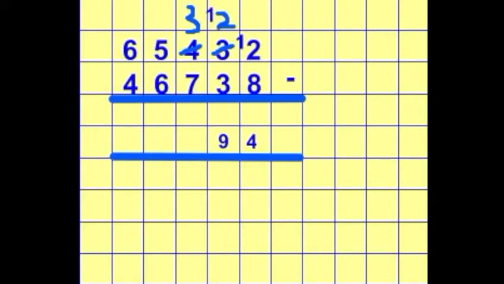I'm borrowing again. This time from the thousands. So 5,000 becomes 4,000, and then my 300 becomes 13. So 1,300 technically, but we think of it as 13, and then we take away 7, which leaves us with 6.